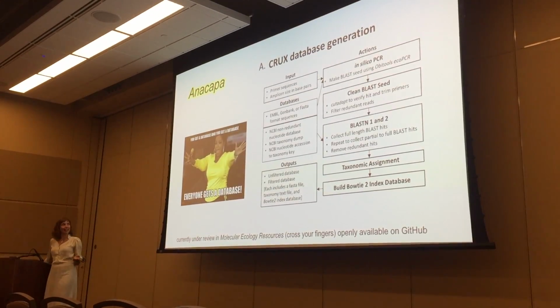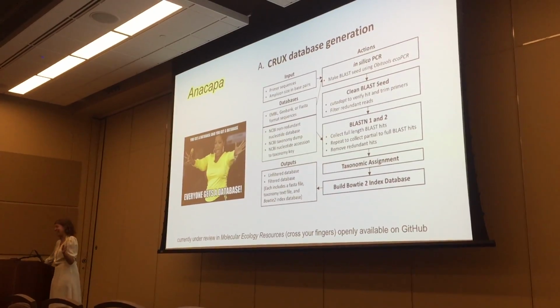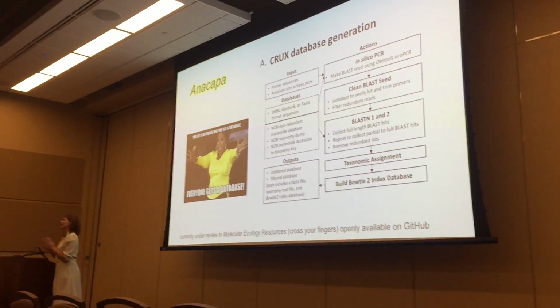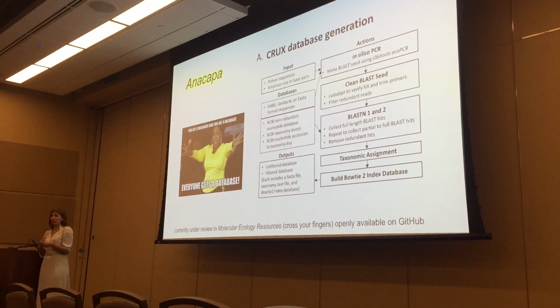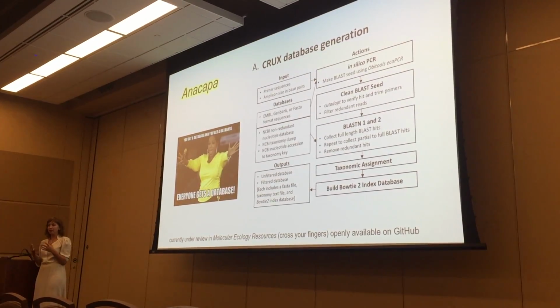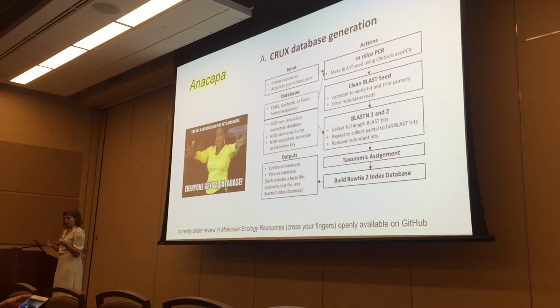So the first step of Anacapa is you have to make a database, and everyone should get a database. Because maybe your primers are different, so you want a custom database for the exact primers that you're using, and maybe you want to filter based on geography. Maybe you want to filter based on having certain sequence similarity parameters, certain qualities.